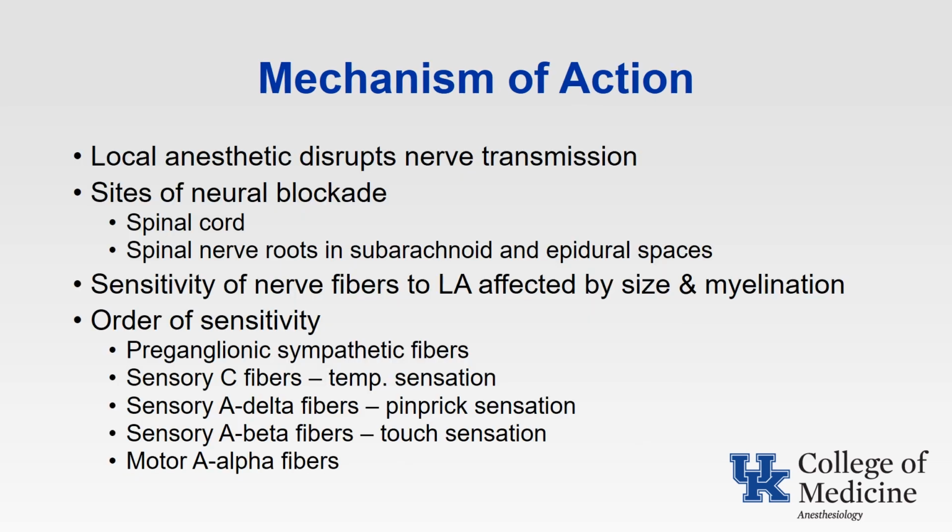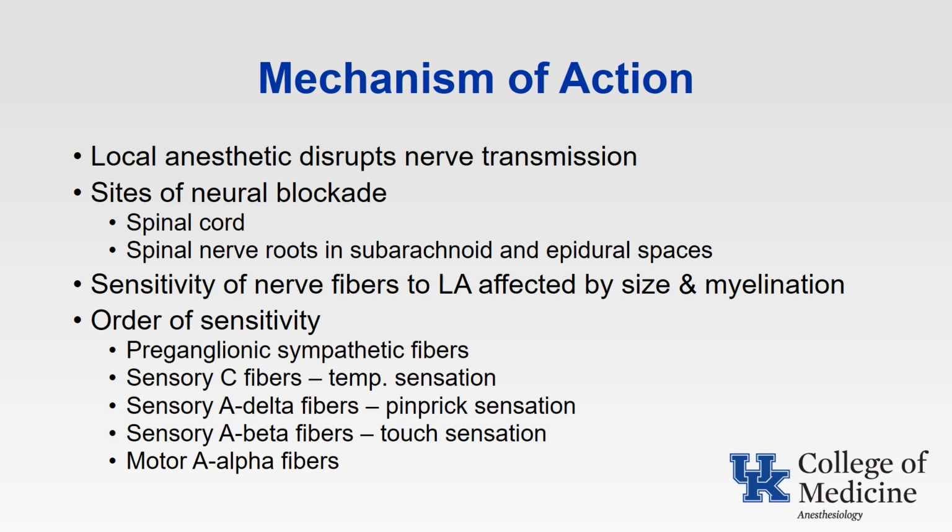Now, how do spinals and epidurals work? Essentially, you are injecting local anesthetic into either the epidural or spinal space, and that local anesthetic disrupts the nerve transmission. The site of your neural blockade is going to occur at two places: at the spinal cord itself and also at the spinal nerve roots that are present within both the subarachnoid and epidural spaces.